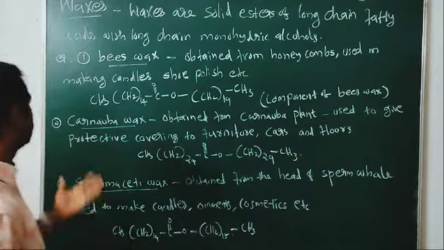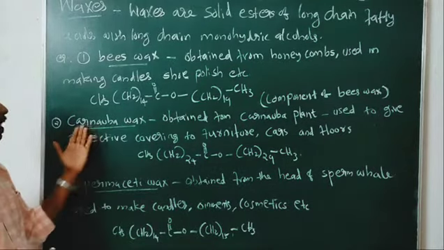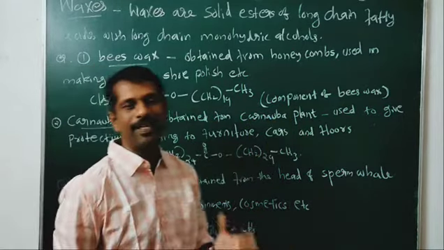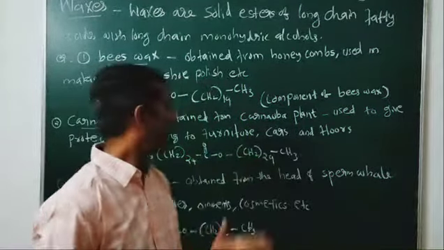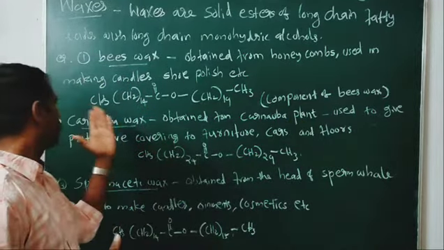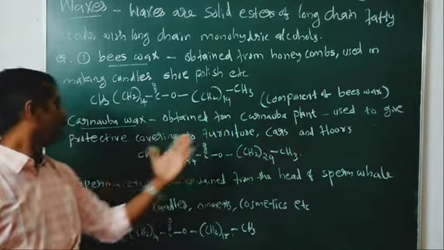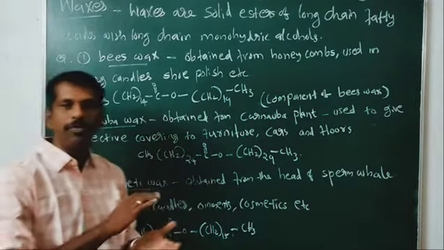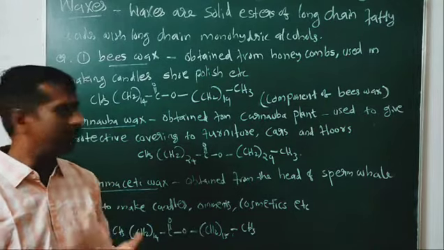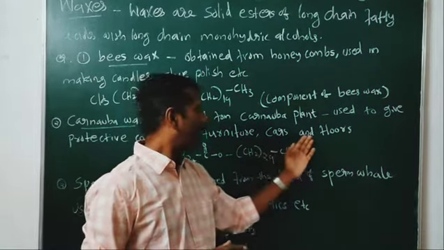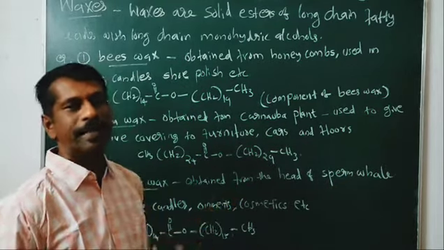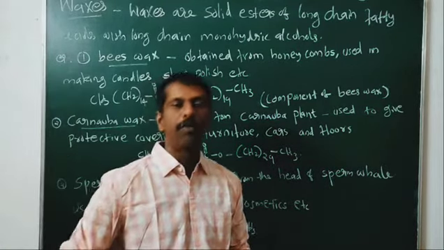The second example is carnauba wax. Carnauba wax is obtained from the carnauba plant, which is a type of palm tree. This carnauba wax is used to give a protective glazing cover over furniture, cars and floors.